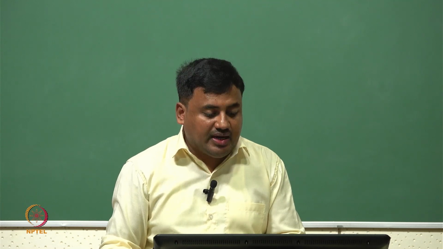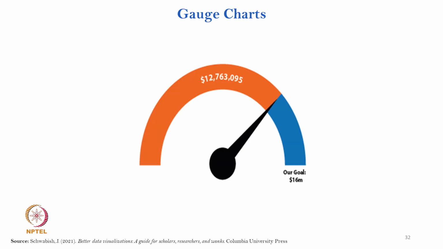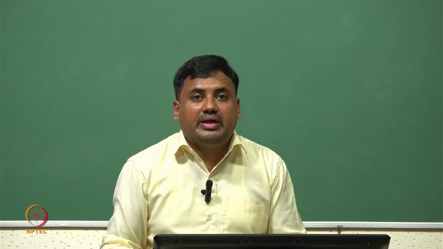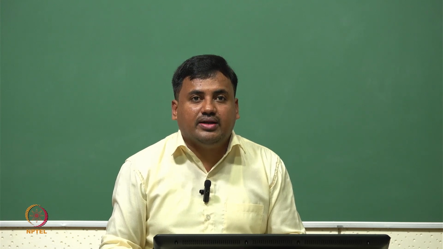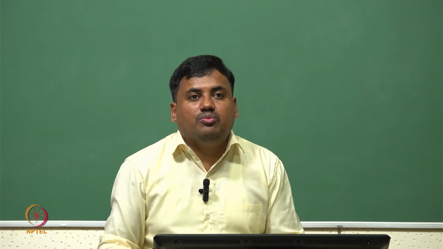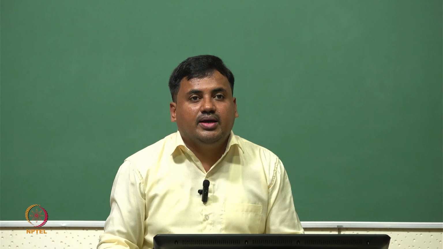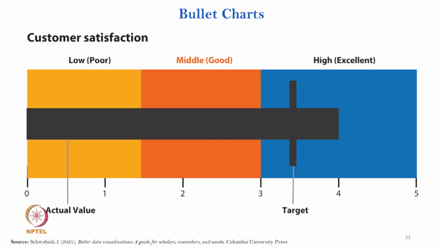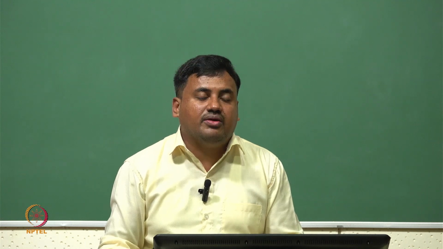And gauge and bullet charts. See, a gauge chart looks like a speedometer, and this kind of chart is familiar and easy to read, used to display a single value of data in a qualitative way. Bullet charts are often used to show the performance of a metric compared to predefined targets. A bullet chart is a bar marked with extra encoding to show the progress towards a goal and performance against the reference line.